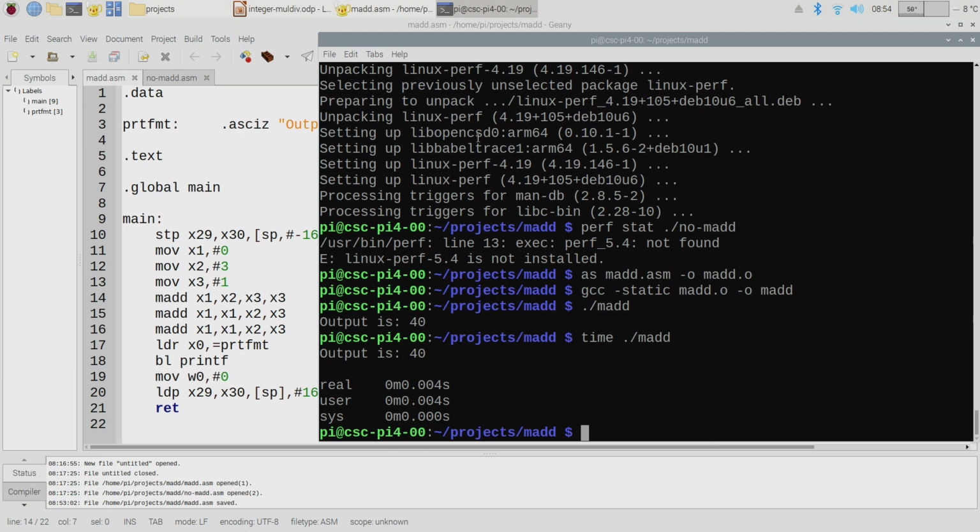Now, if I could get the perf thing to work, then the cycle count would be interesting. I'll futz with that to get it working, and then show you guys later.